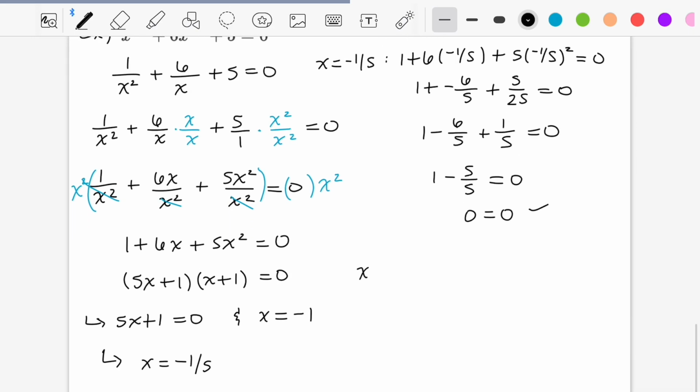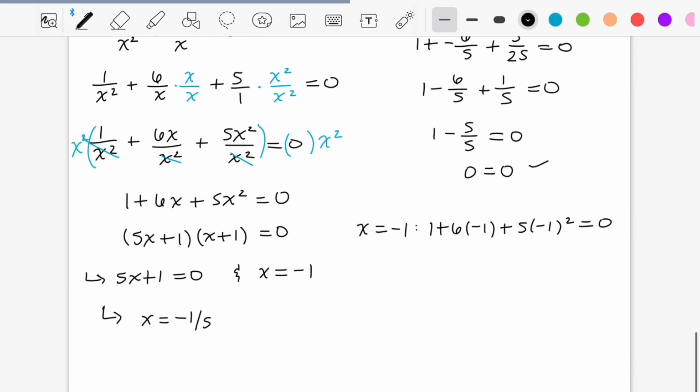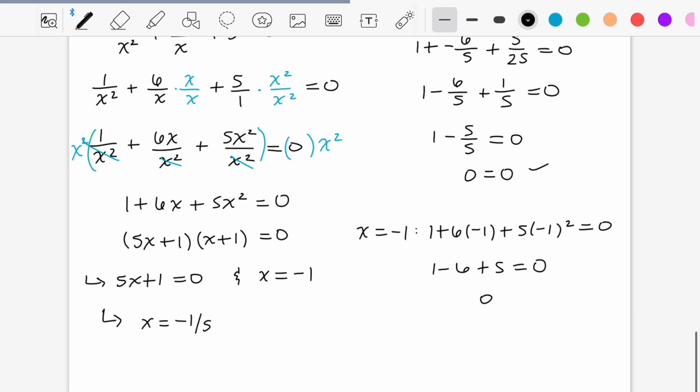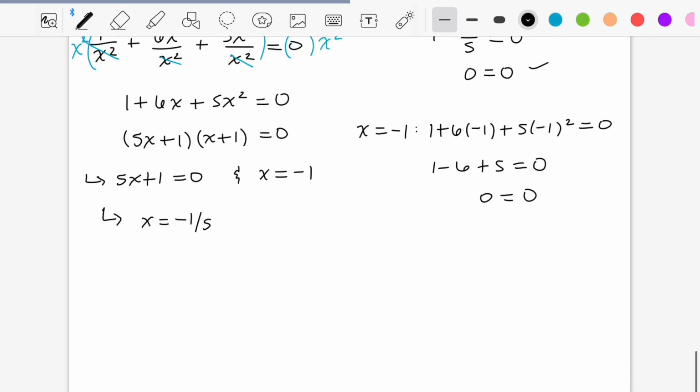And doing the same thing for negative 1 here, we'll get 1 plus 6 times negative 1 plus 5 times negative 1 squared. So we'll get 1 minus 6 plus 5 is equal to 0. So we get minus 6 plus 6, so 0 is equal to 0. So this tells us our solution set is going to be both of these guys, negative 1 and negative 1/5.